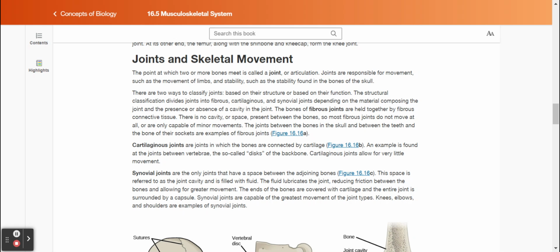The bones of fibrous joints are held together by fibrous connective tissue. There is no cavity or space between the bones, so most fibrous joints do not move at all, or are only capable of minor movements. The joints between the bones in the skull and between the teeth and the bone of their socket are examples of fibrous joints. Cartilaginous joints are joints in which the bones are connected by cartilage. An example is found at the joints between vertebrae, the so-called discs of the backbone. Cartilaginous joints allow for very little movement.